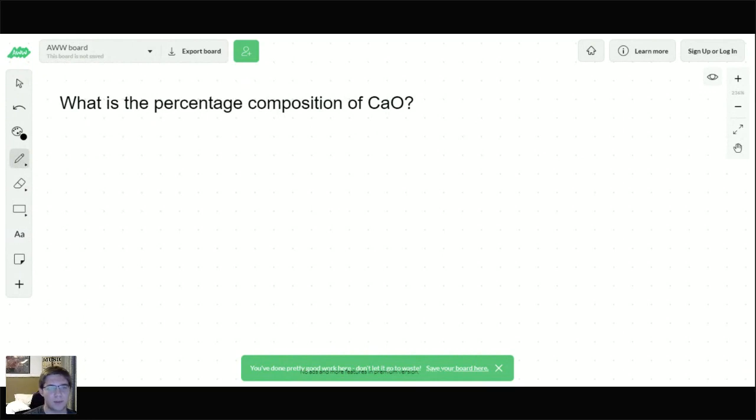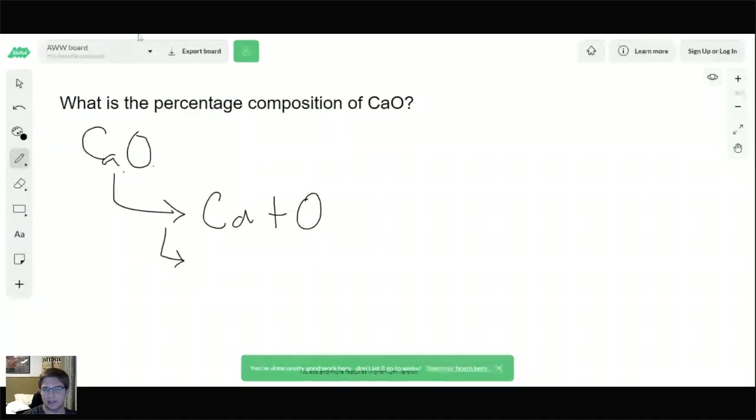And so first, let's start with the percent composition of calcium, right? What percentage will be calcium? Well, the first thing we want to do is find the molar mass of calcium oxide. We can use the same method that we had before, right? We just do calcium plus oxygen. And we have no subscripts to deal with, so it's just straight up Ca plus O.